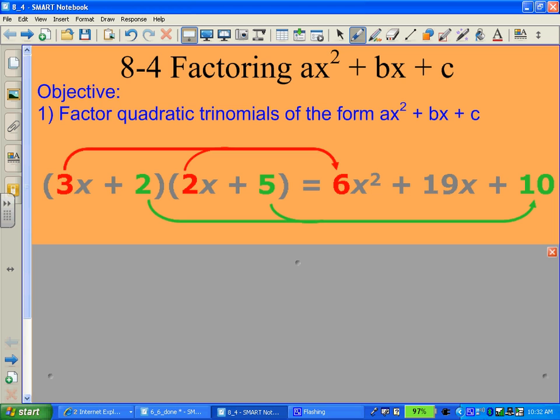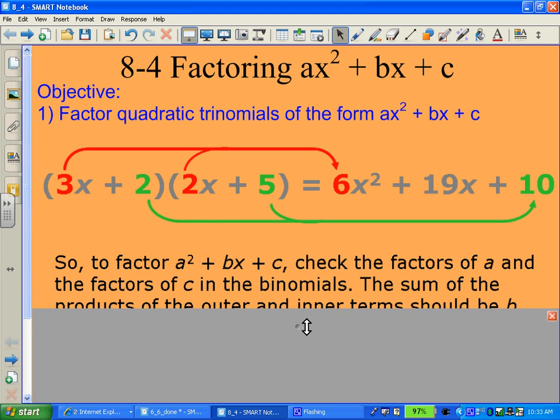Now if you'll notice, instead of just focusing on what factors add up to 10, if you look at our trinomial here, we also have to have factors that multiply to 6, and the combination of the green and the red have to add up to my middle term, which in this case is 19. So we have to check the factors of A, the factors of C.